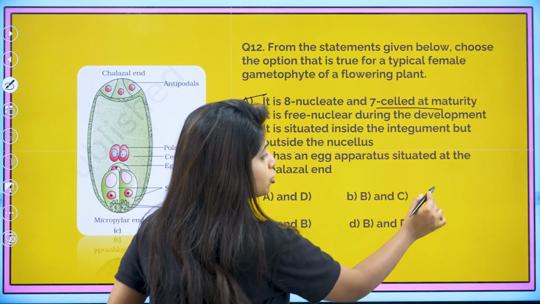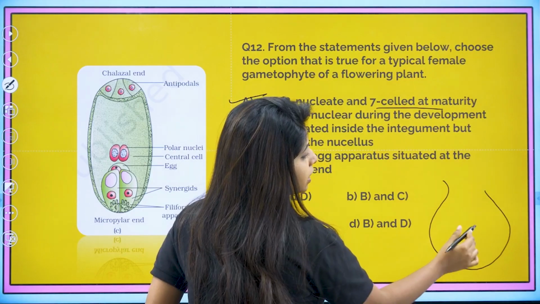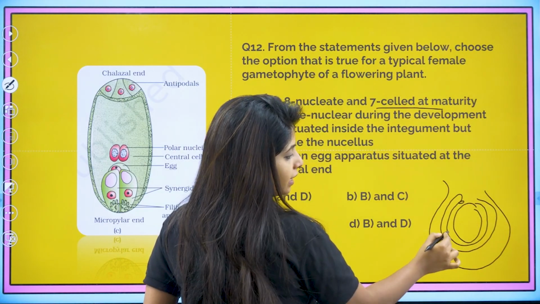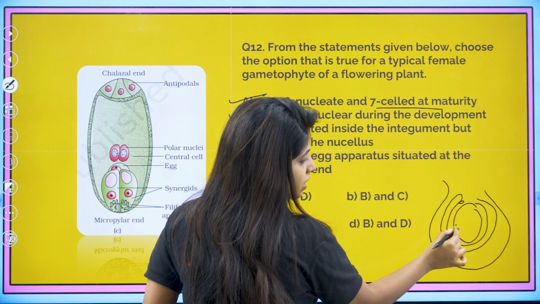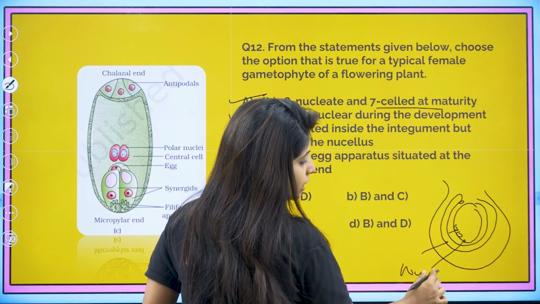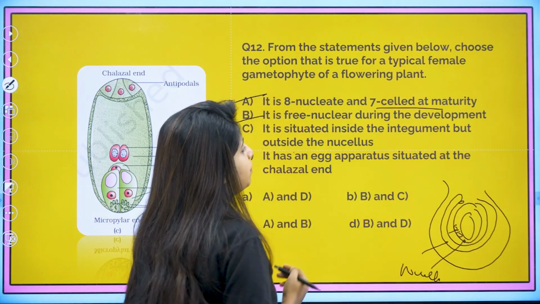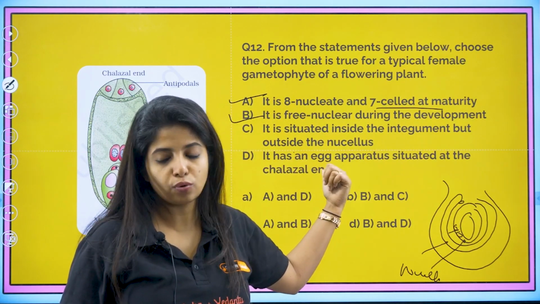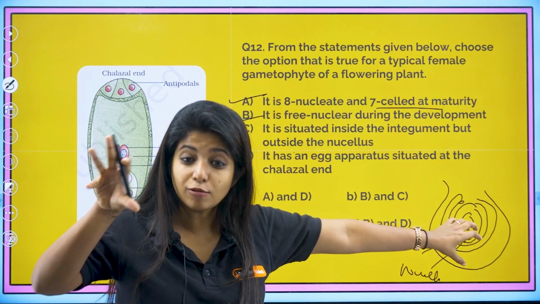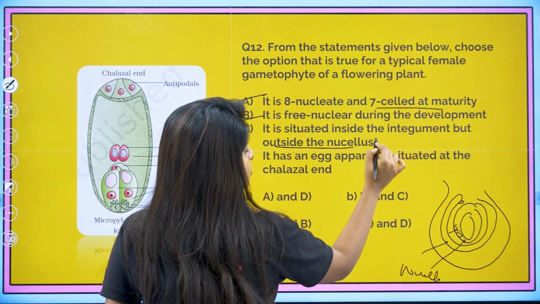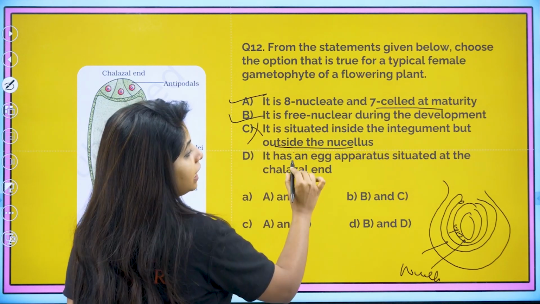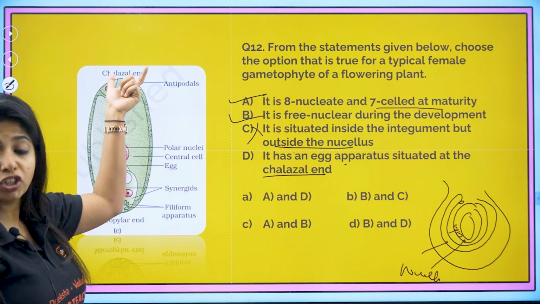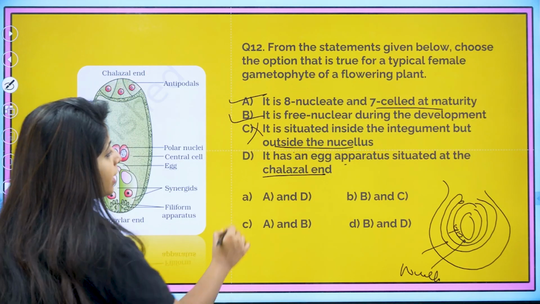If you have seen the structure of the ovary, my dear children, you might have seen that there is an ovule over here, and the ovule will have its own integument. Right, these are the integuments, and inside the ovule there are certain cells which you call nucellar cells, and inside that all of this is happening. So, it is situated inside the integument, yes, but outside the nucellus, no. In the innermost area it is happening. So, it is not outside the nucellus, it is inside the nucellus. So, this is wrong. It has the egg apparatus situated at the chalazal end. Is the egg apparatus at the micropylar end or the chalazal end? It is towards the micropylar end. So, again this is also wrong.